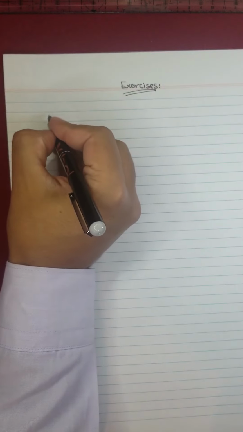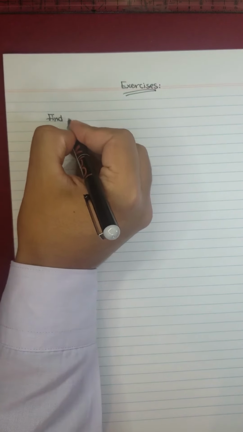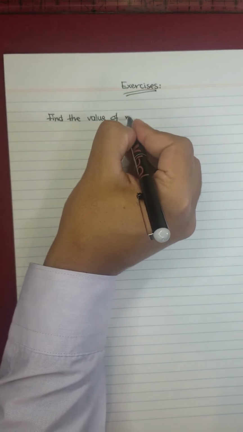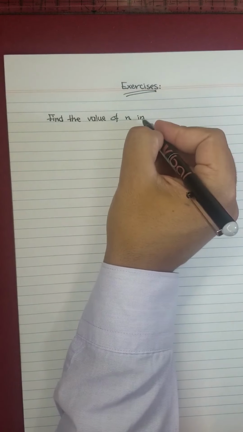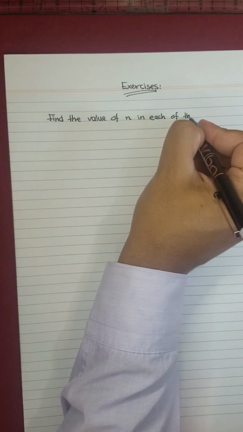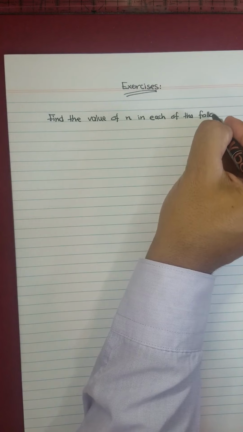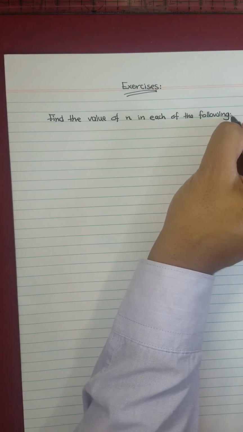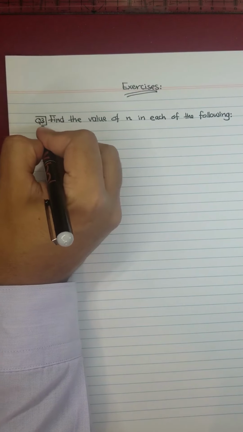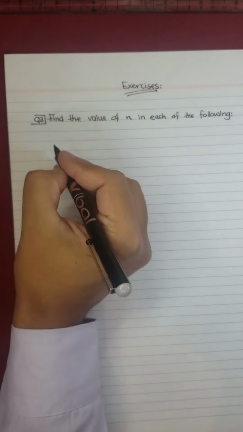So it says find the value of n. So we expect it to be a backward question. So find the value of n, in each of the following. And let's see this question together. So the question says, of course, this is question 3 in the book, and I am solving part E.